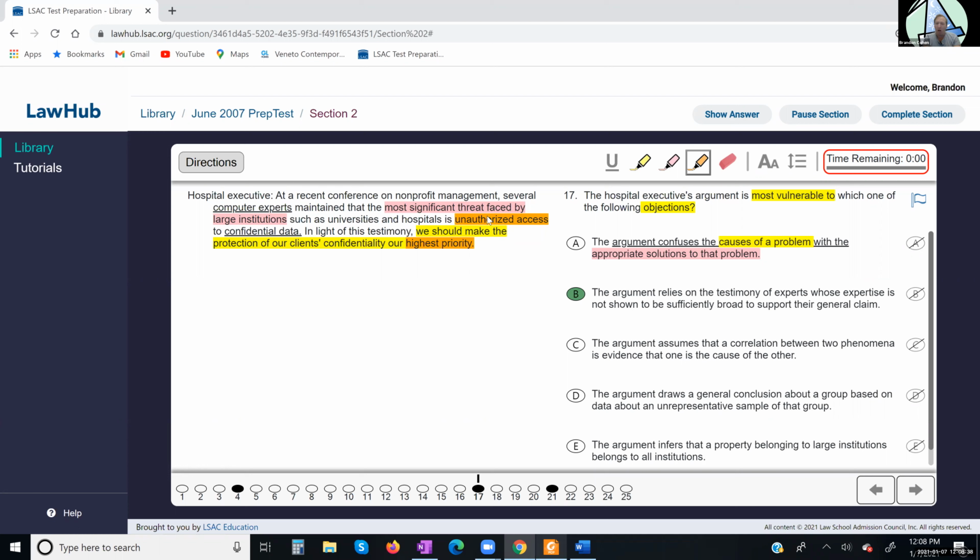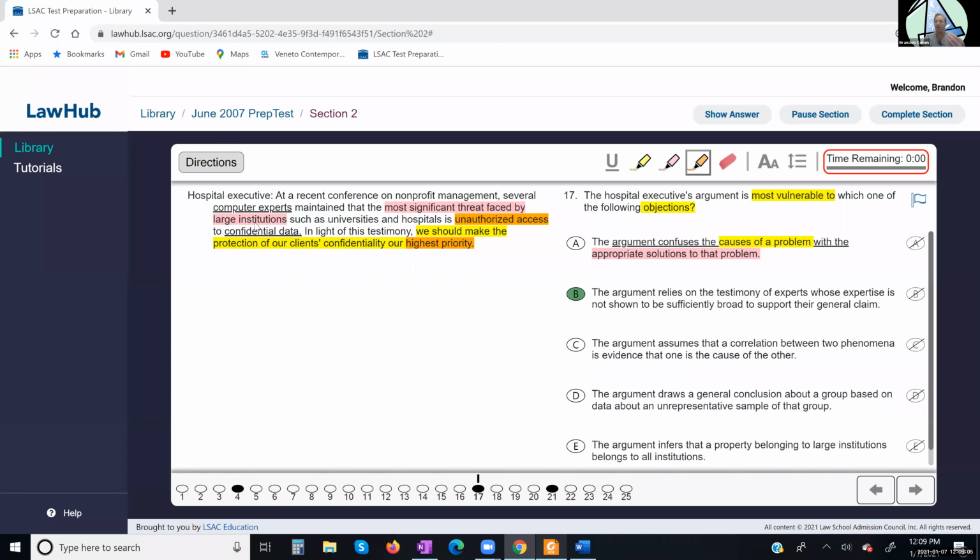So the evidence was the cause, that unauthorized access is the biggest threat, and therefore they're going to a solution of addressing that. But that wouldn't be a jump, because if the biggest threat is X and we say we should address X, that's not confusing the cause with the appropriate solution, okay? Because they say it generically, protecting our client's confidentiality, which is the problem, was unauthorized access.